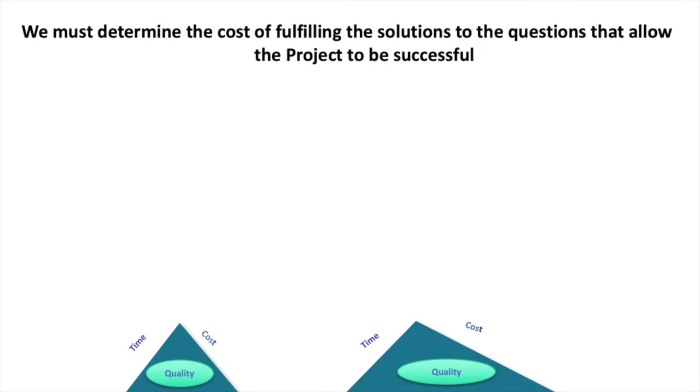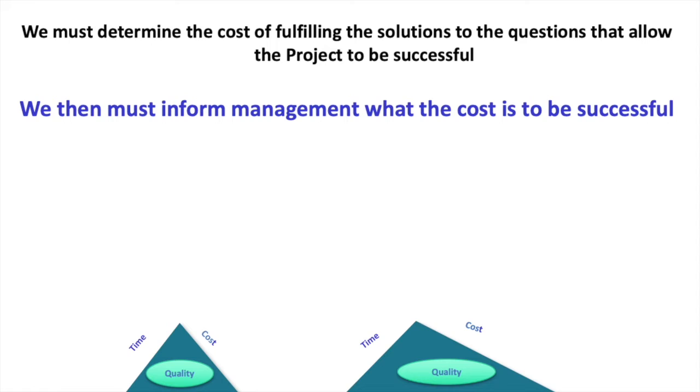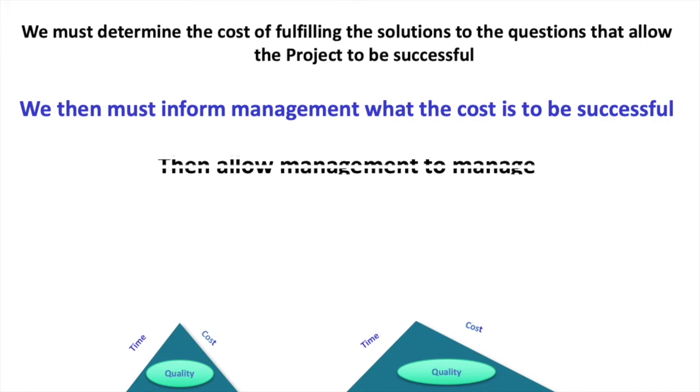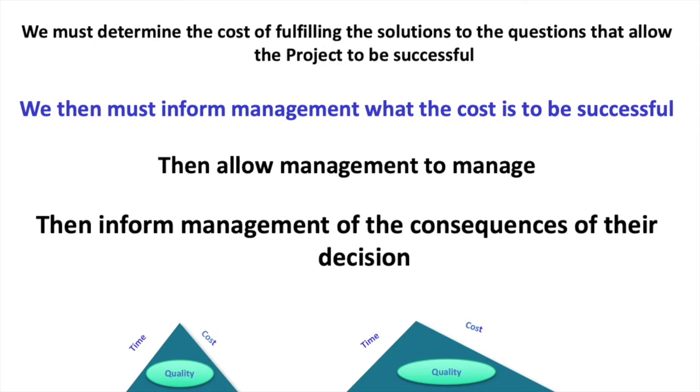So what can we actually do? Well, in the bottom left-hand corner, the key to project management success is making sure the triangle is in perfect correlation on all sides. We don't want it to be misaligned like the one on the right-hand side. So what can we do? Well, we must determine the cost of fulfilling the solutions to the questions that we've now uncovered. We then must inform management what the cost is to be successful. Then allow management to manage. Then inform management of the consequences of their decision.